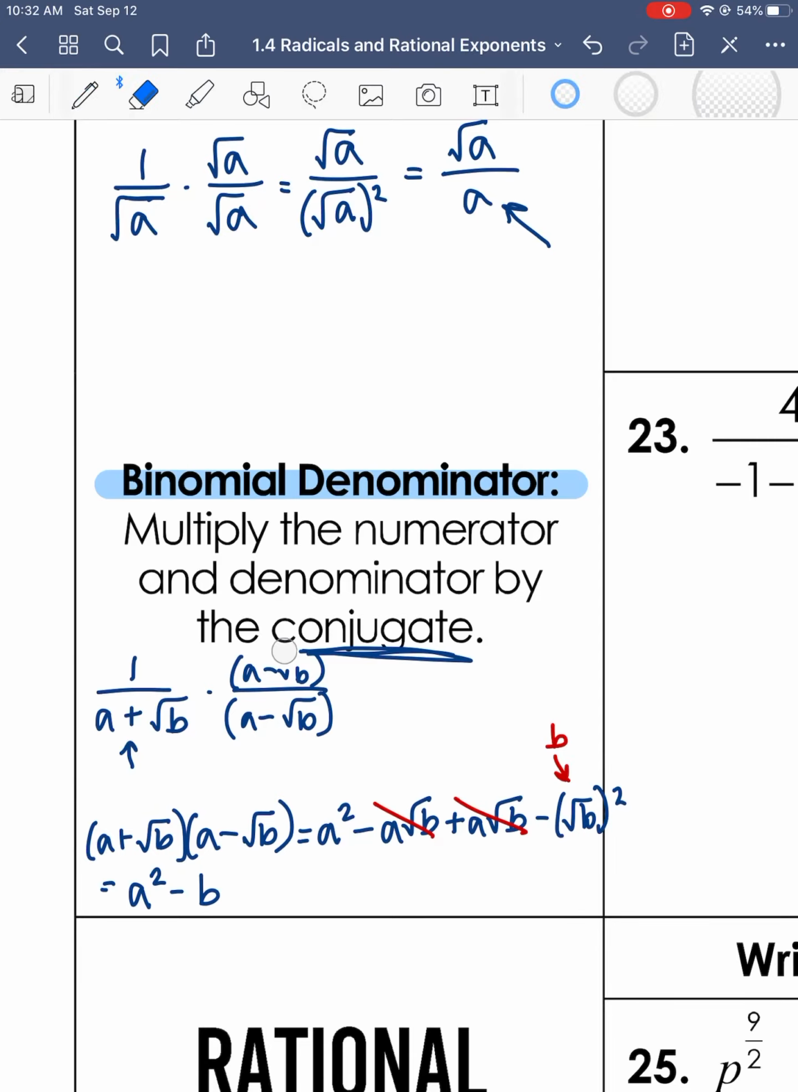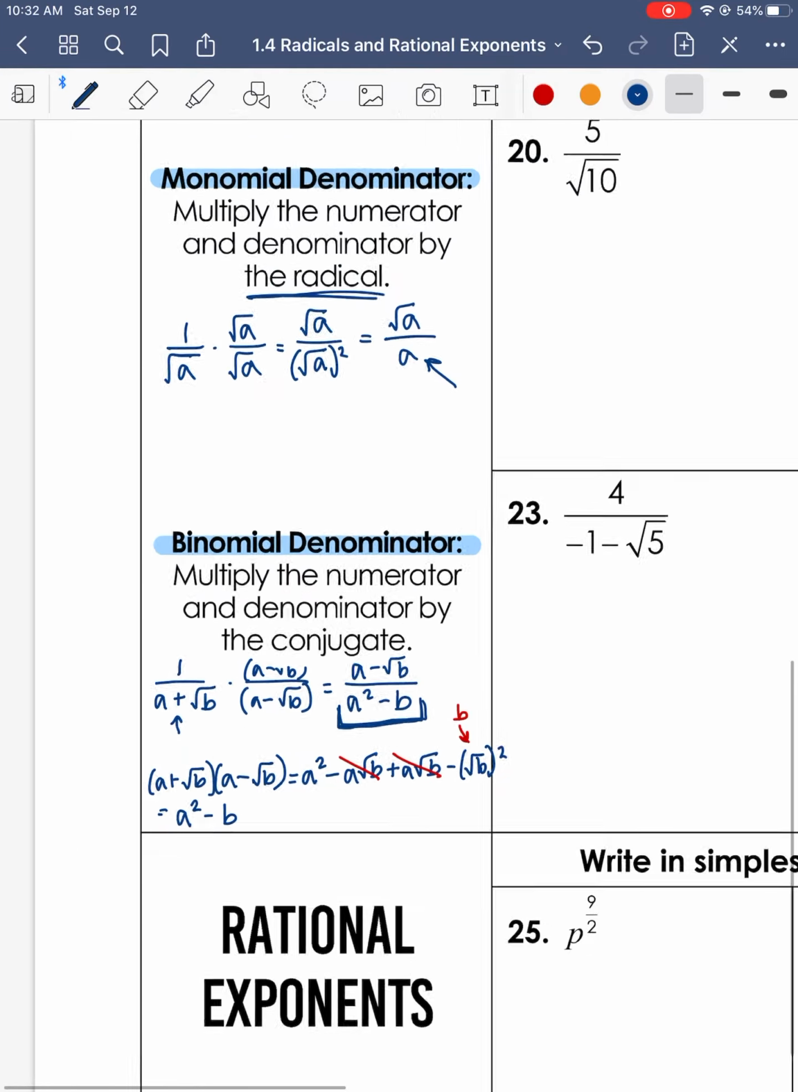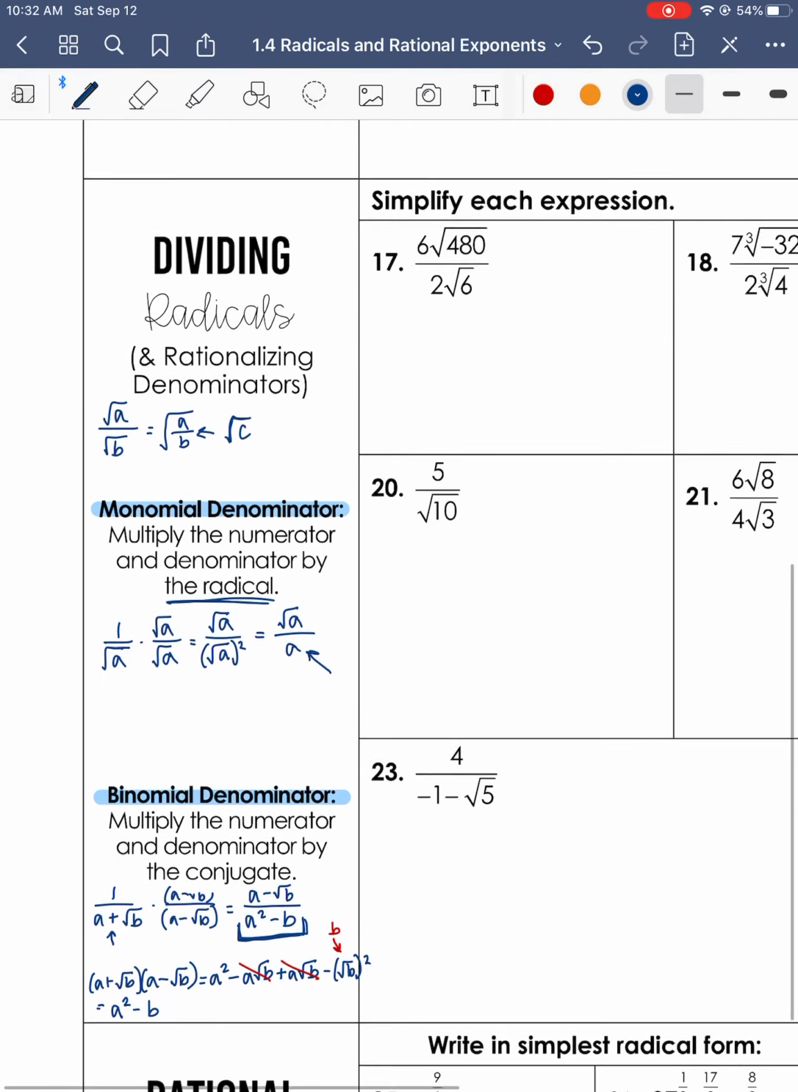Okay, so if we finish this problem up here, we multiply by the conjugate, we're going to get a minus root b in the numerator, and that's going to be over a squared minus b. Okay, and this doesn't look like a simplified answer, but like I said before, what we're looking for is no radical in the denominator. So believe it or not, this is actually simplified. Okay, so let's do a problem from each of these situations to do some practice.